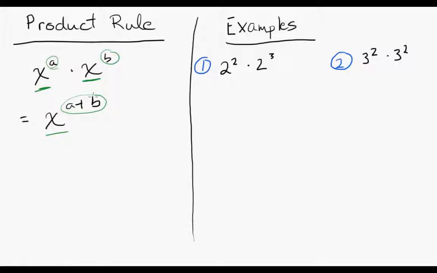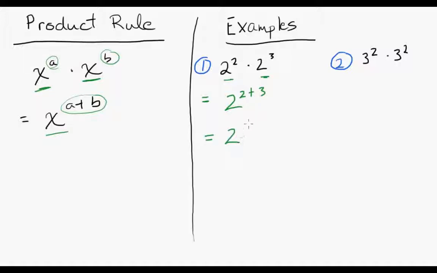Okay, now I know that's a generic example and it's not really concrete, so hopefully after we go through these two examples it'll become a little bit more concrete in your mind. So we're going to look at this first example, 2 squared times 2 cubed. Okay, so we have the same base, 2, so we're just going to write that down. And our exponents, we're just going to add together, so 2 plus 3.